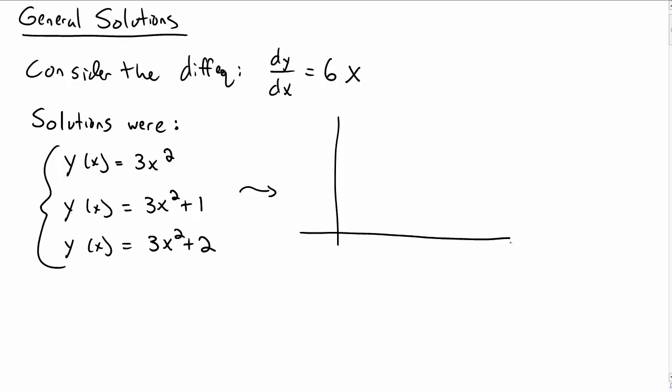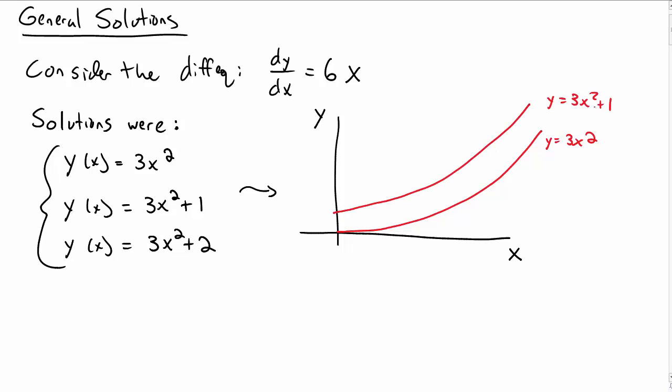If you were to plot these, by the way, they would look something like this. You would have the solution curves, which look like this. So that's 3x squared, or 3x squared plus 1, and so on, which these different solution curves, solutions to this differential equation, are just translations of the solution up and down.